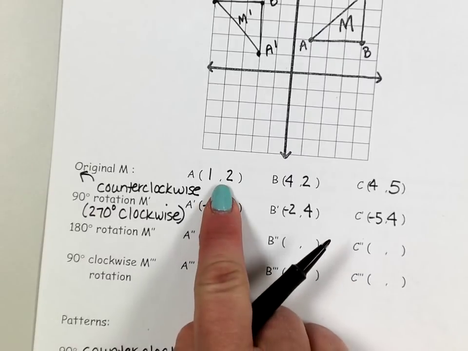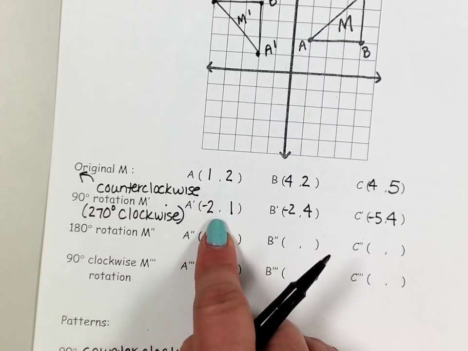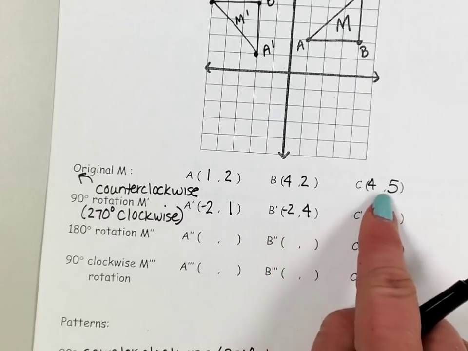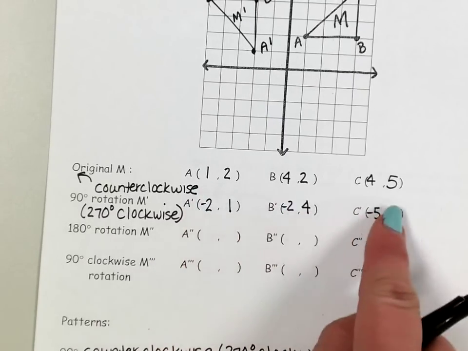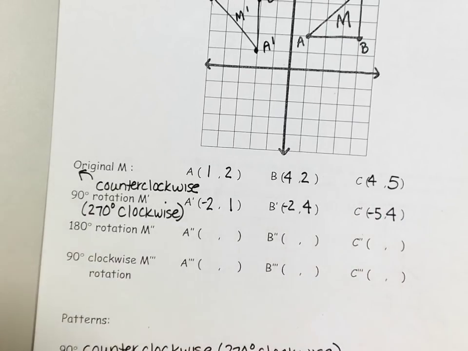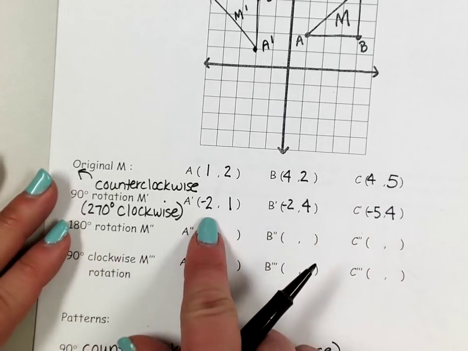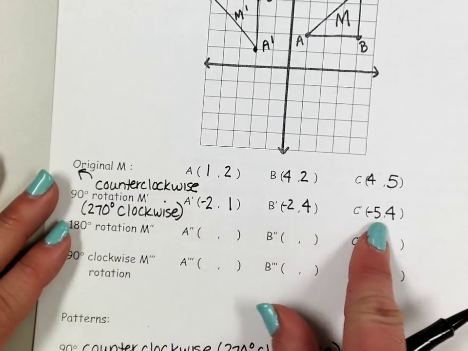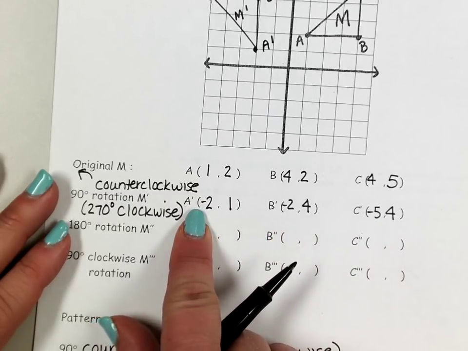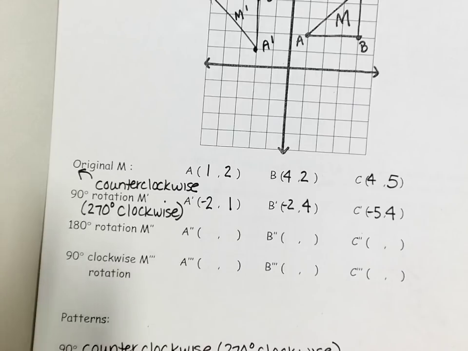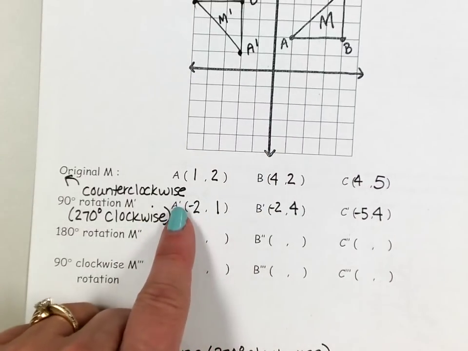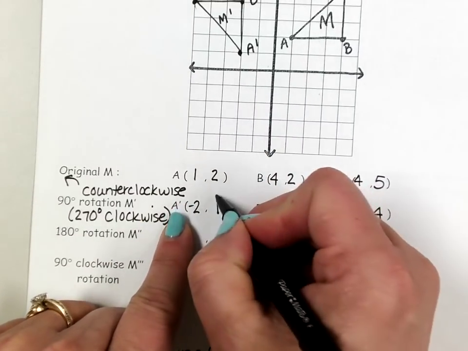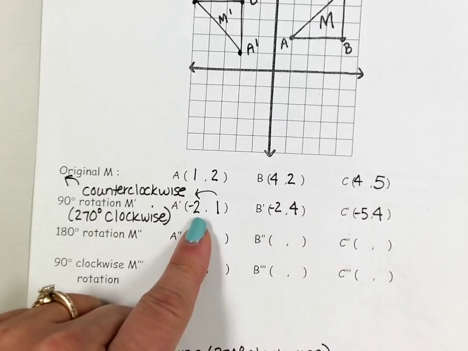Let's look at what happened. 1, 2 to negative 2, 1. 4, 2 to negative 2, 4. 4, 5 to negative 5, 4. If you notice, they all switch, right? The 1 and the 2 switch, so they switch the order. One of them becomes the opposite. It's the one on the left. So whichever way I'm turning, that's the one that's going to change the sign. So counterclockwise turns left, right? So that means the one on the left is the one that changed signs.